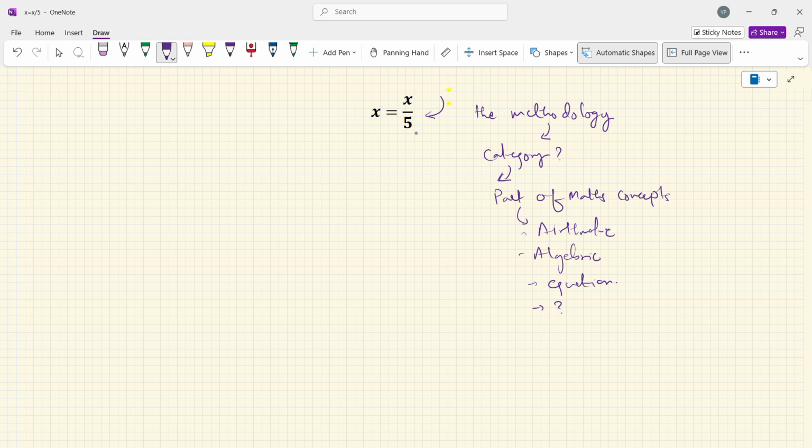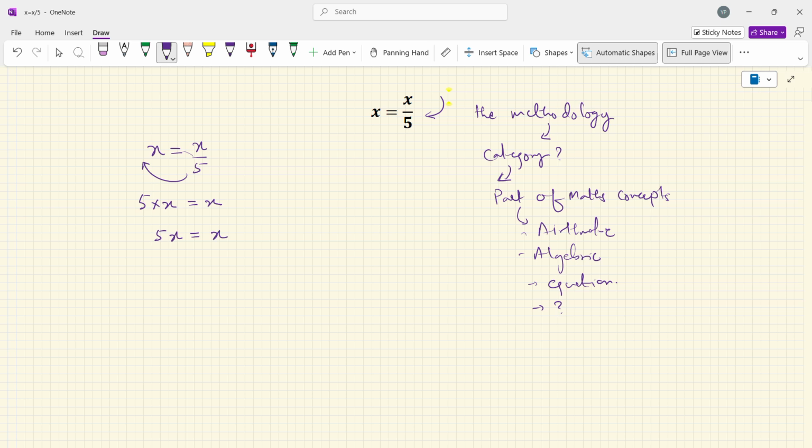solve it logically. What do I mean by logic is this. Suppose I try to solve the same problem like this, x is equal to x by 5. 5 moves this side and becomes a multiplier like this. 5 times x is 5x is equal to x.